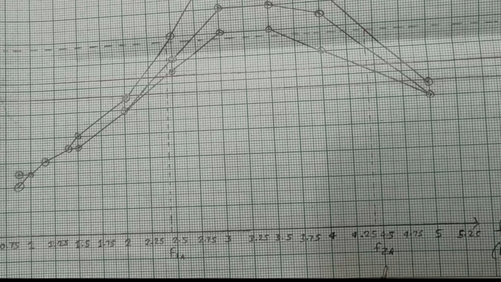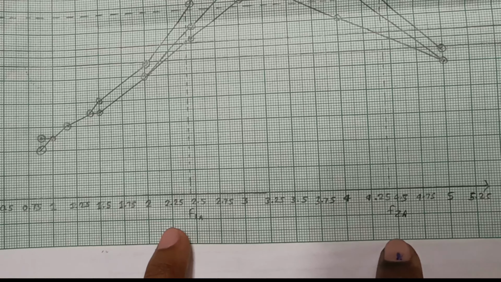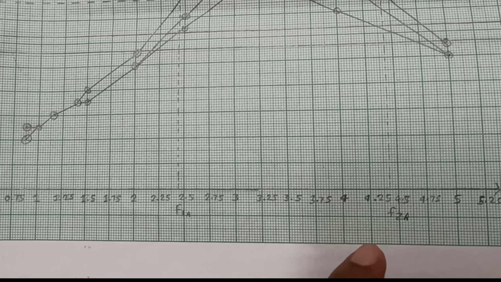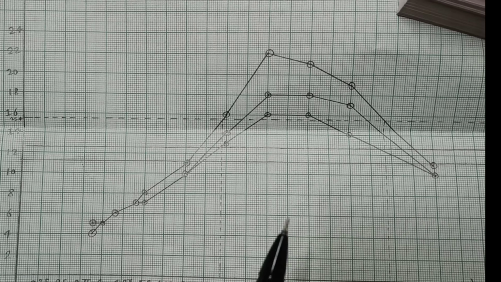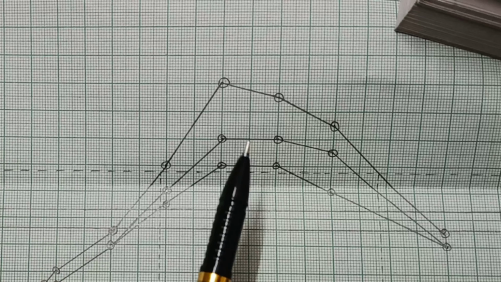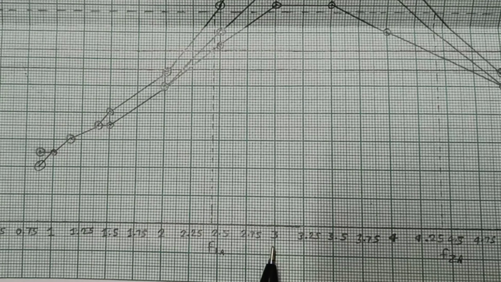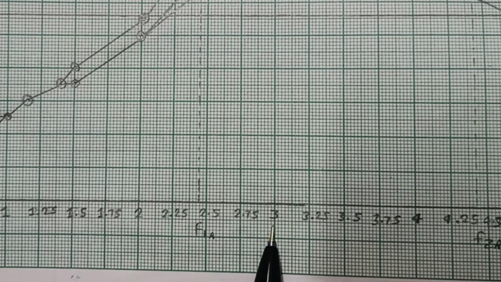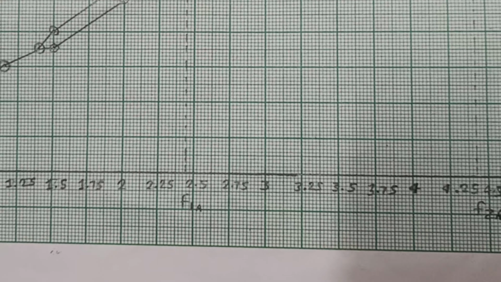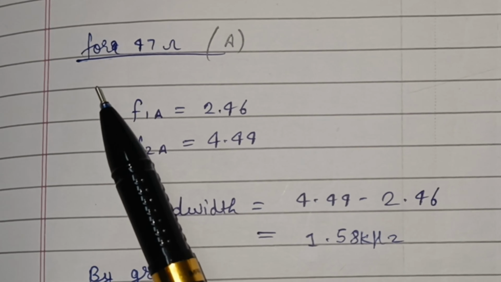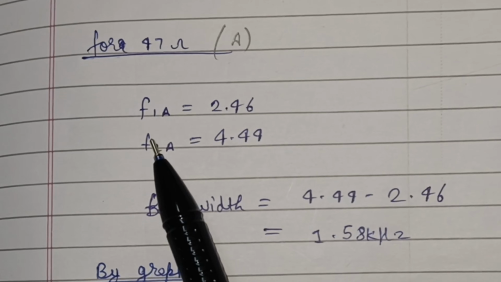So now we will use that point F1 and F2 to calculate our bandwidth, which is basically equal to F2 minus F1. One more important thing to note from our graph is the point at which we are getting the maximum value of current, and the frequency corresponding to that point is the resonant frequency, and here it is 3 kilohertz.